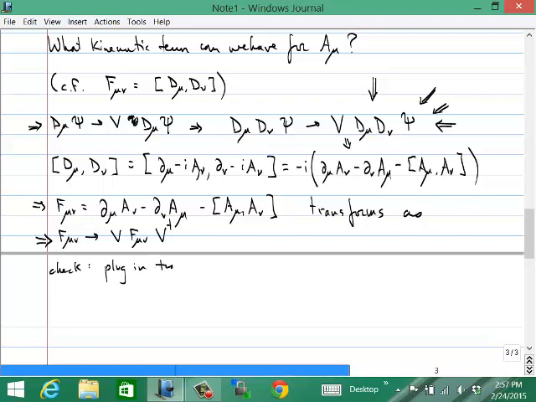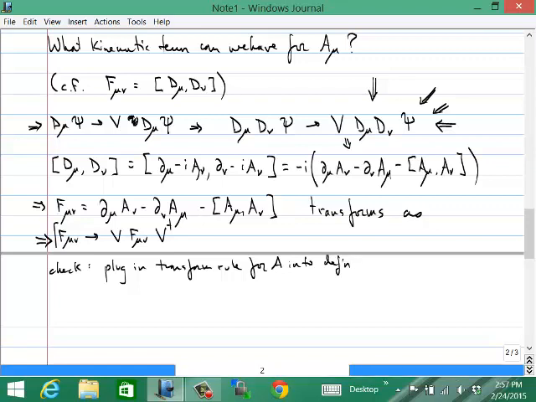Of course, if you wanted to, you could just go ahead and check this by plugging in the transformation rule for A into the definition of F. And you'll reproduce this transformation rule that I've written here.